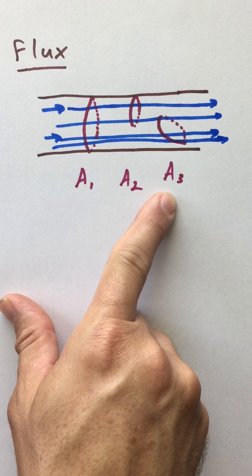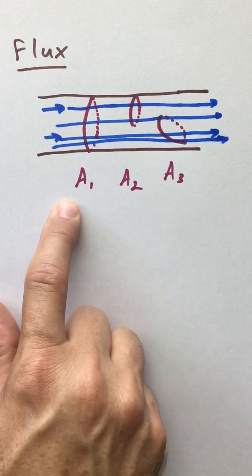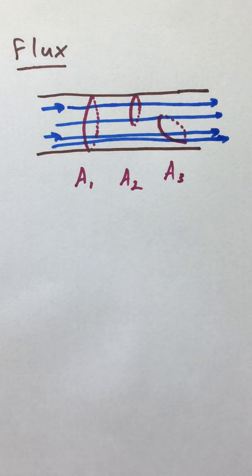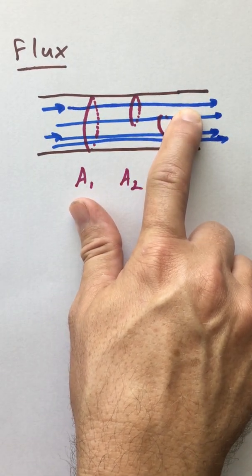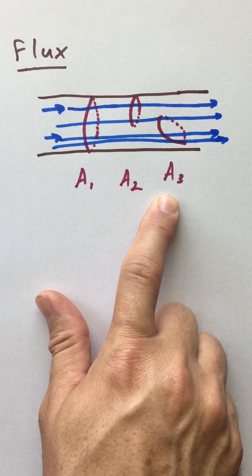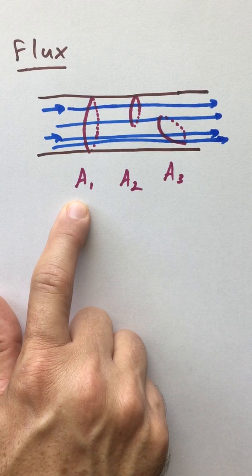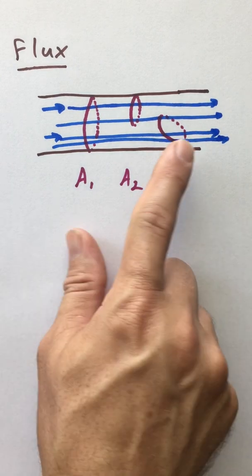We can also look at A3, and remember what I said was that what I tried to draw, maybe unsuccessfully, was that A3 and A1 are the same size, but A3 is tilted. And I think it's obvious, this water line doesn't get through there. We have to say that the flux through A3 is less than the flux through A1, even though they're supposed to be the same size. The difference is, of course, that I've tilted it.